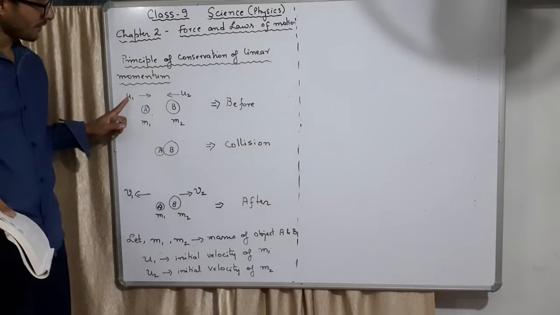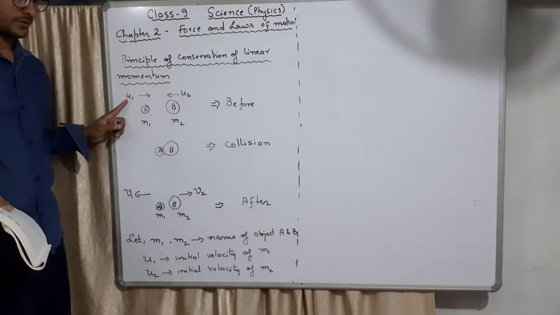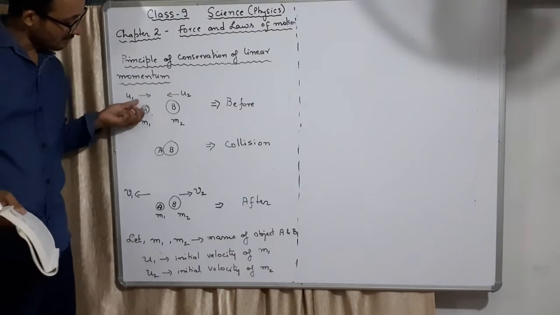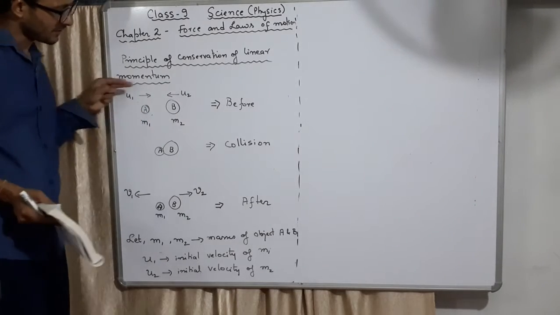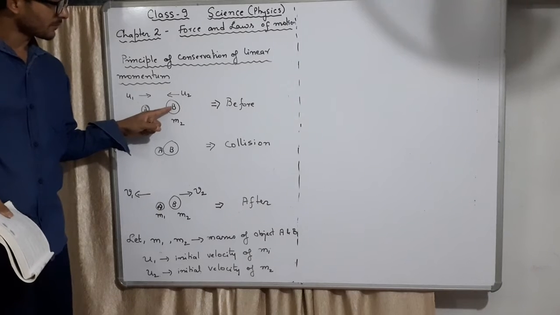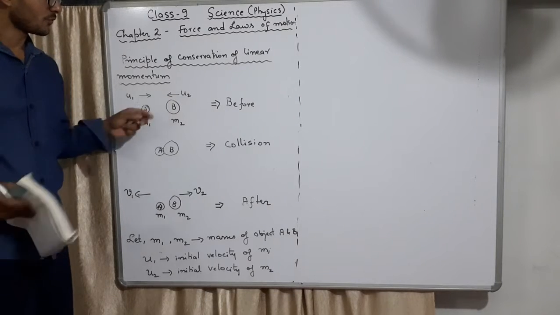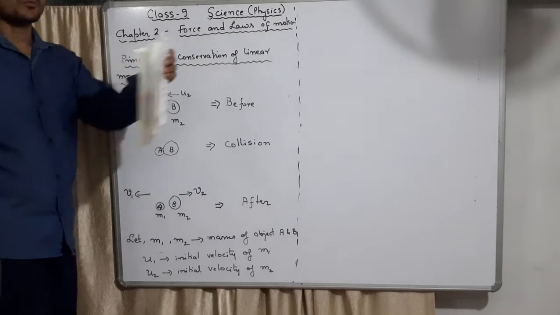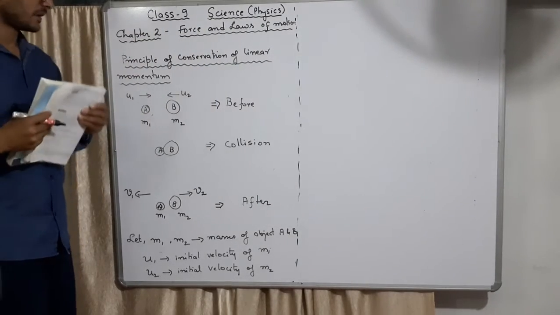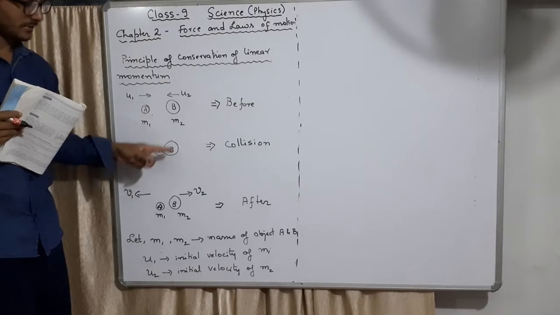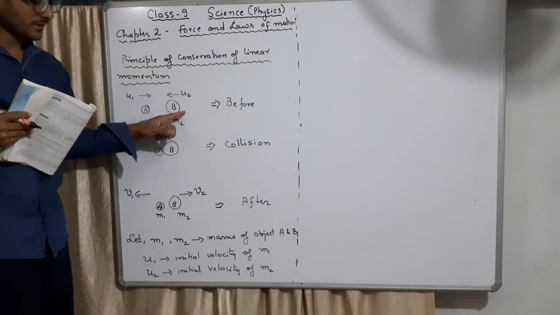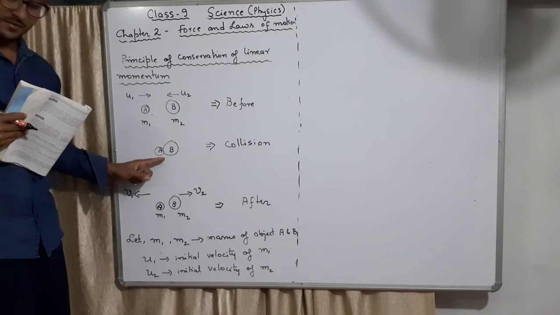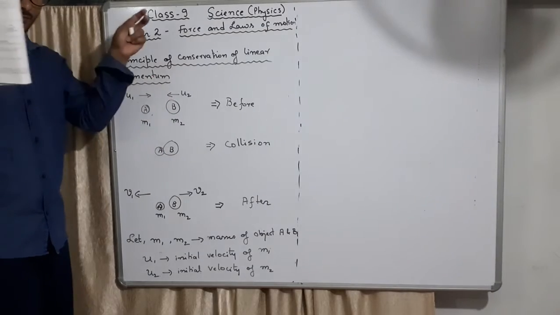Now, U1 is the velocity, the speed, with which this mass, maybe a ball, is moving in this direction. Another ball, B, with velocity U2, is moving in this direction. What will happen if two objects are coming toward each other? They will hit, collide. The second situation is this: before some time this was happening, just after some time this happened. They collide.